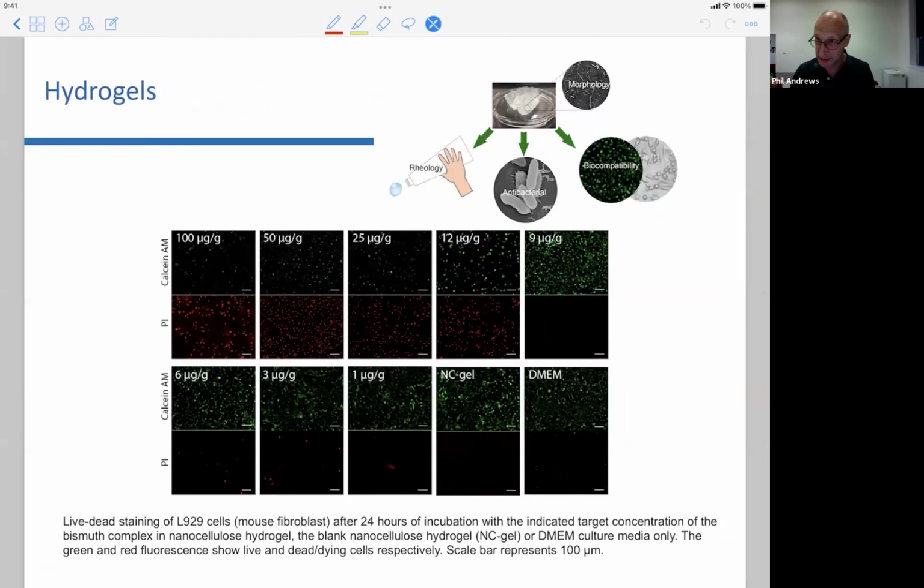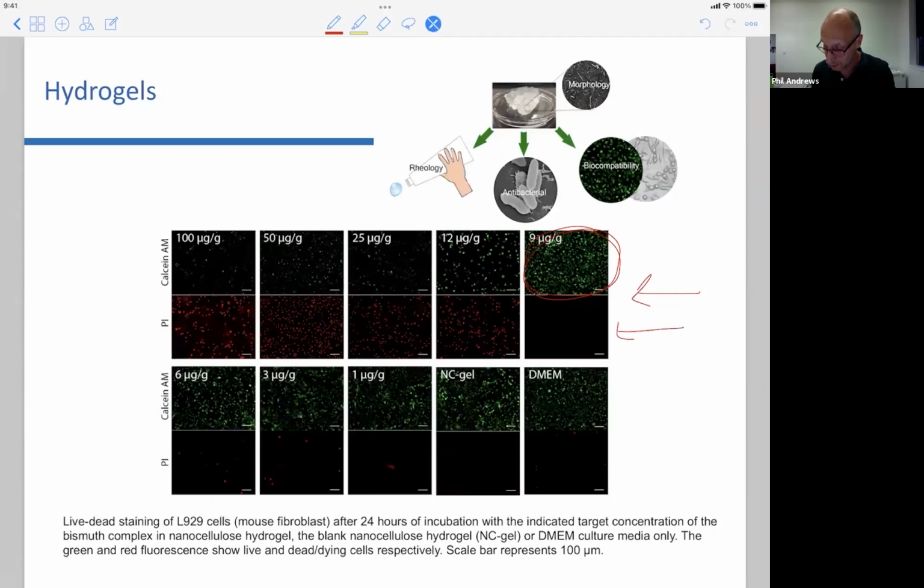And you can see here from the live-dead staining of these fibroblast cells that when you're around about 9 micrograms per gram, you've got lovely green cells, which are alive, that's fantastic. And if you don't see the red cells, which are the dead cells, then you know that you're getting good efficacy at that point. So 9 micrograms per gram seems to be a sweet spot for that bismuth loading against the murine fibroblast cells.